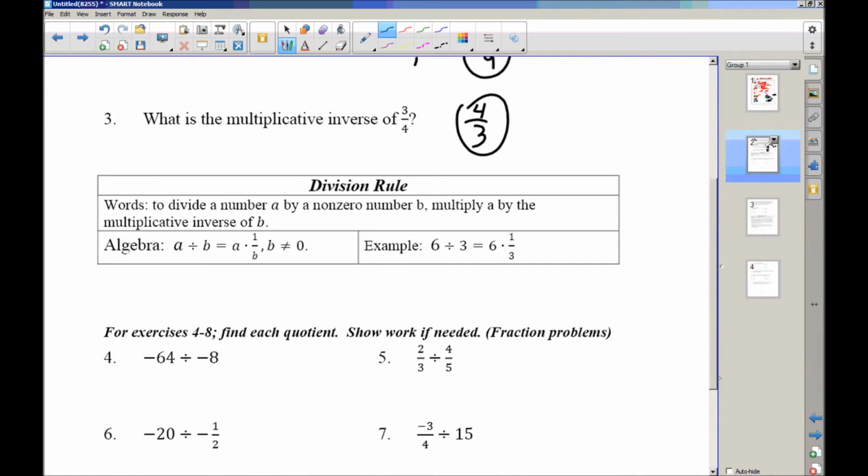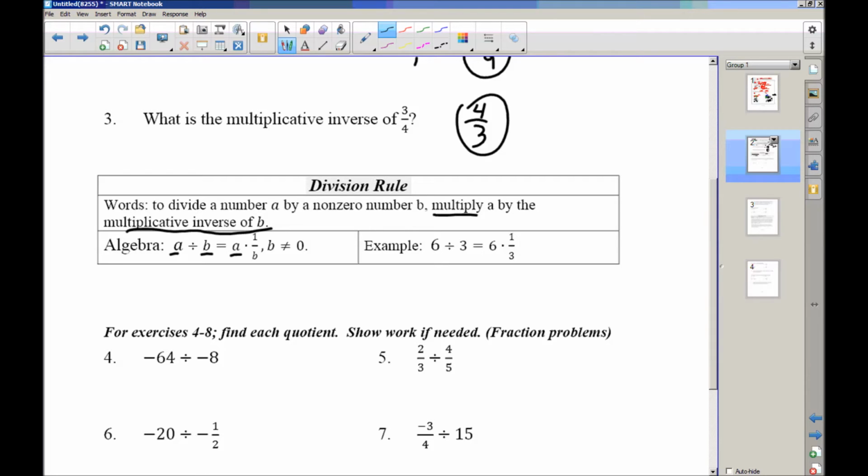Okay? All right, division rule. This is why we learn the multiplicative inverse. If you want to divide two things, you really make it a multiplying problem. Just like if we want to subtract two things, we make it an adding problem. Same thing. So in order to do that, we change the divide to a multiply, and we multiply it by the multiplicative inverse of the second number. So in algebra, it looks like this. A divided by B is really A times 1 over B.